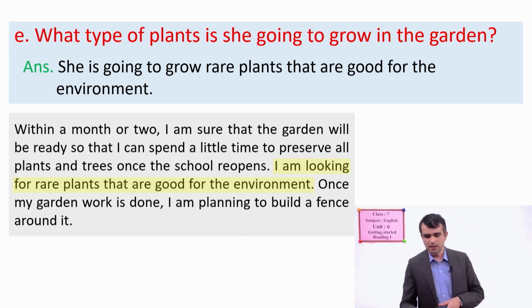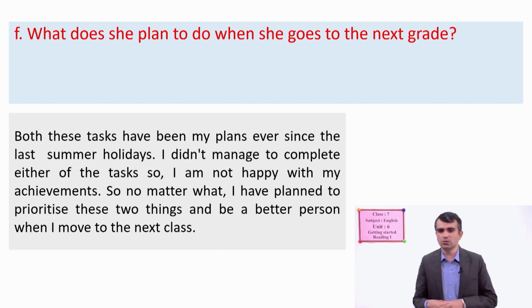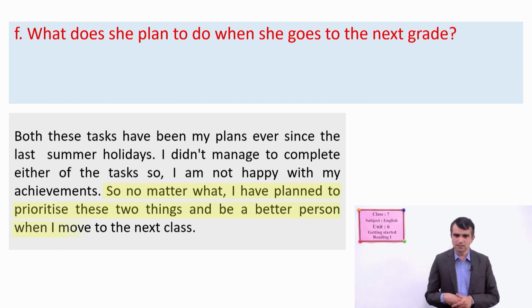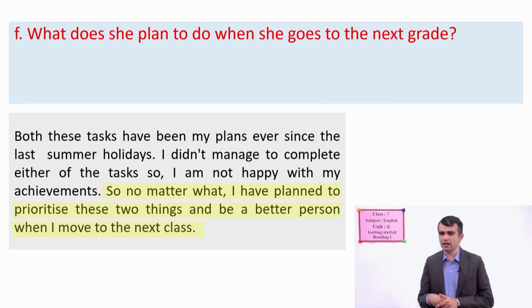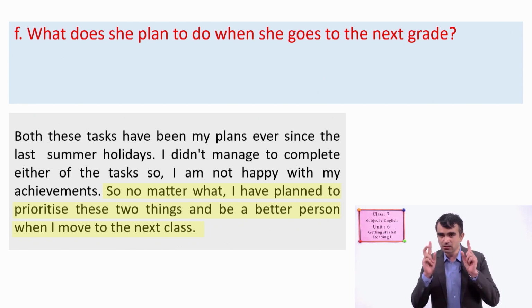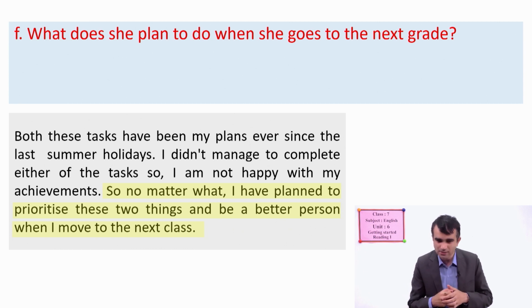Okay, very good. Now come to another question, number F. What does she plan to do when she goes to the next grade? What is her plan? You can find it here. What does she want to do? Okay, what does she say here? So no matter what, I have planned to prioritize these 2 things and be a better person when I move to the next class. 2 things means, what are the 2 things? Yoga and gardening. Is it so?